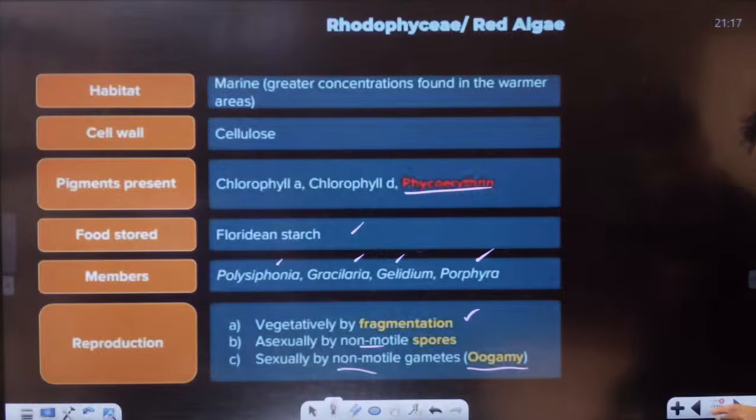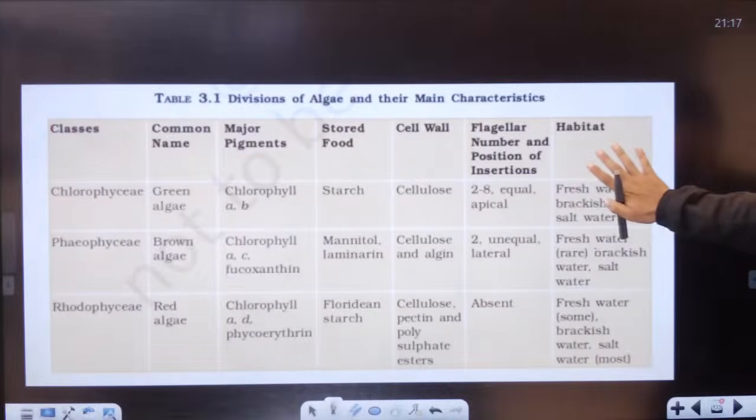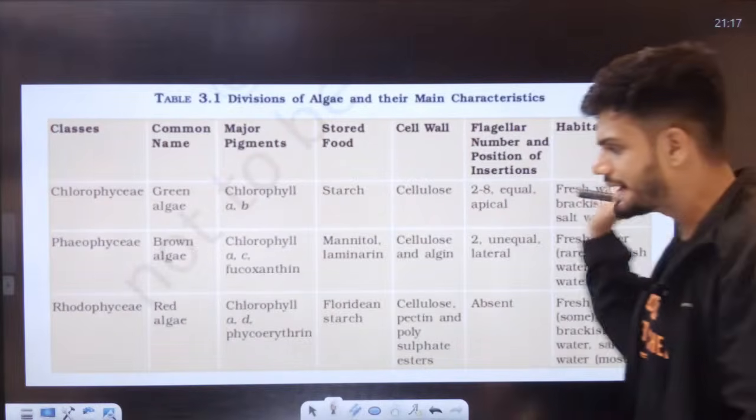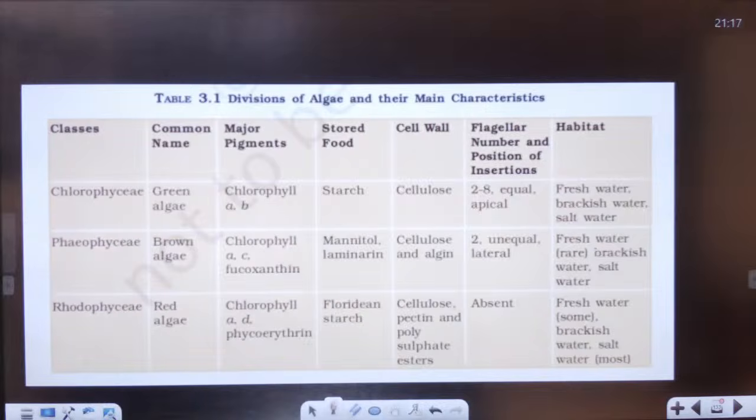There is no flagella here. Students, with that, this table is easy to understand now. This entire table is done. Yes or no, students?